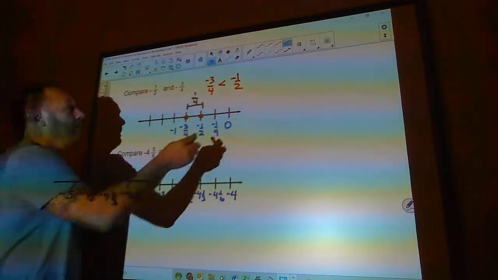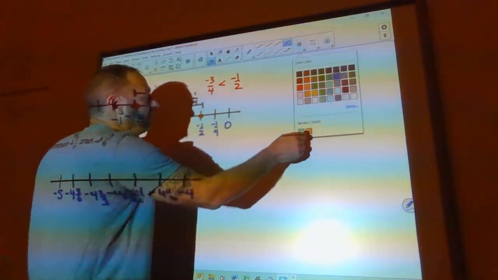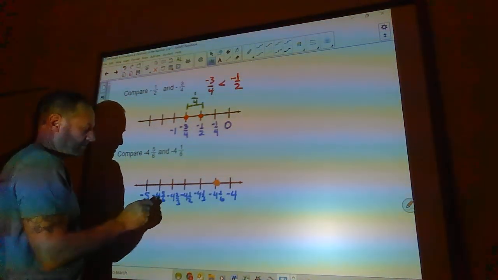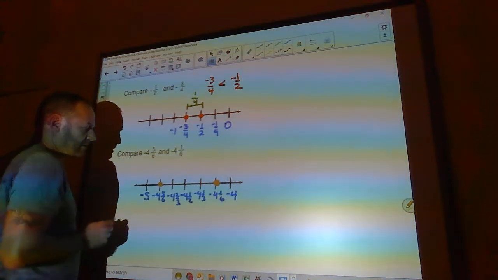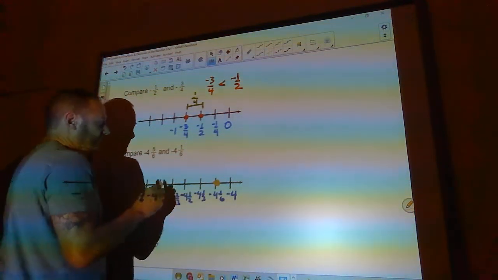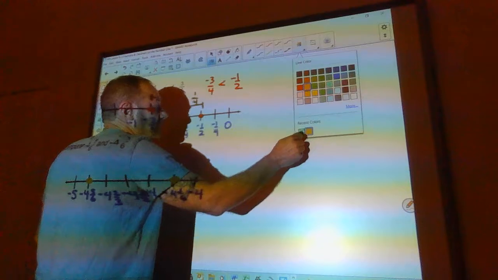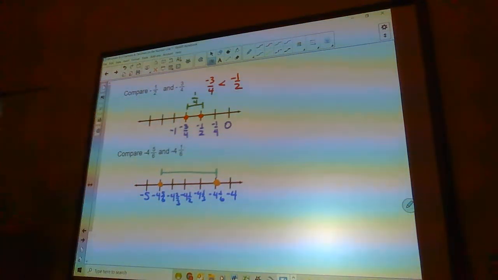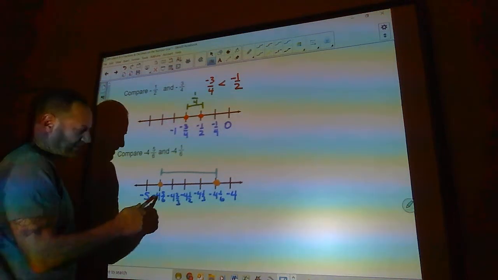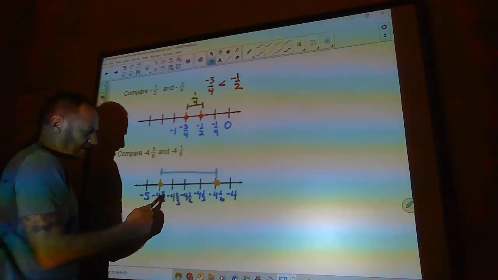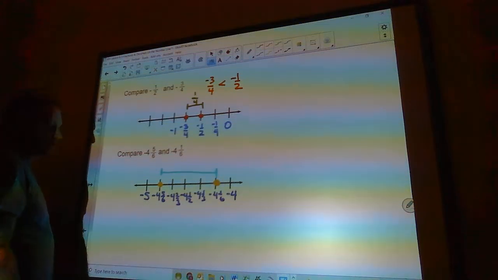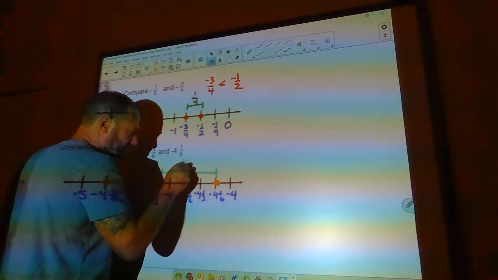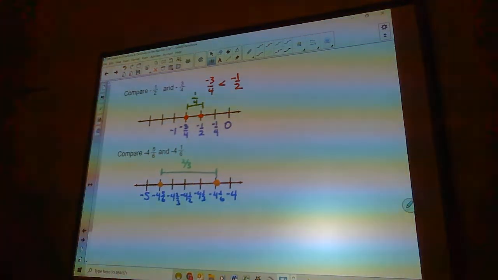Okay, so I can go ahead here and put my -4 1/6 right there, and -4 5/6 right there. Okay, I like to figure out what's the distance between these two things. So what's the distance here if I'm going to compare them? Well, I don't have to worry about the 4s, but 5/6 minus 1/6 would be 4/6, which is 2/3. So that distance right there is 2/3.